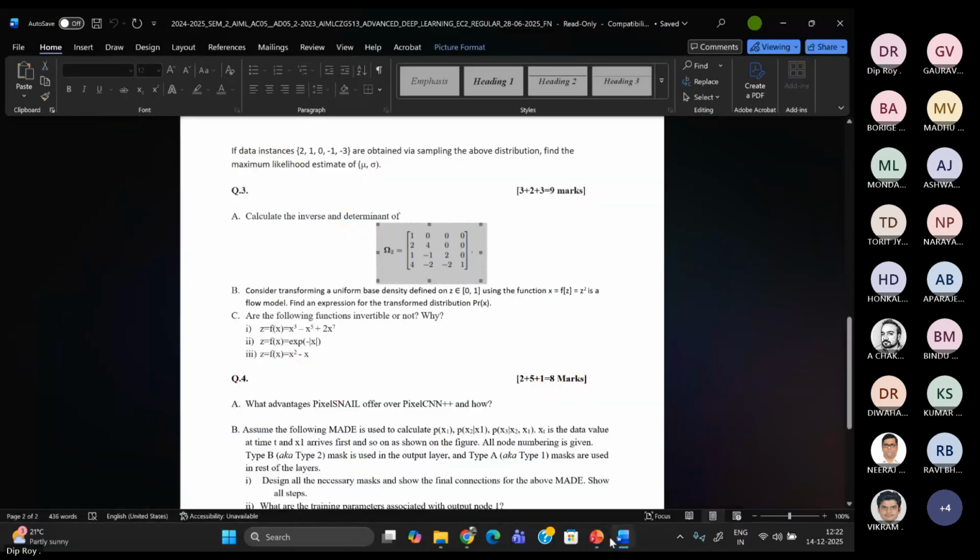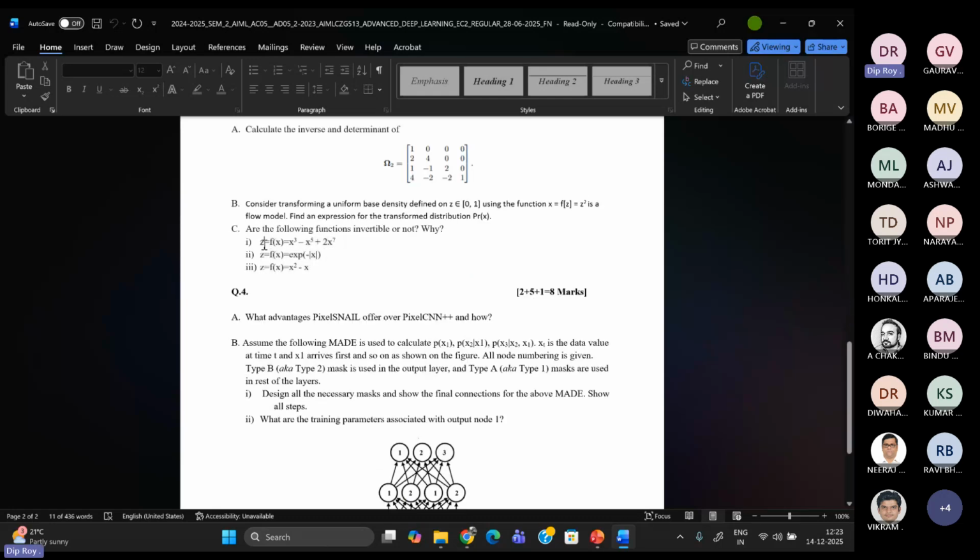Okay, what else is here? So this particular question is on calculate the inverse and the determinant. This is standard stuff that you will have to calculate. And are the following functions invertible or not? Okay. So this is also something which you will have to test, whether it can be invertible. There are various tests of invertibility. You can just go through the tests and check whether they are invertible or not. Okay. So once you know the test, you'll be able to answer all the three questions.